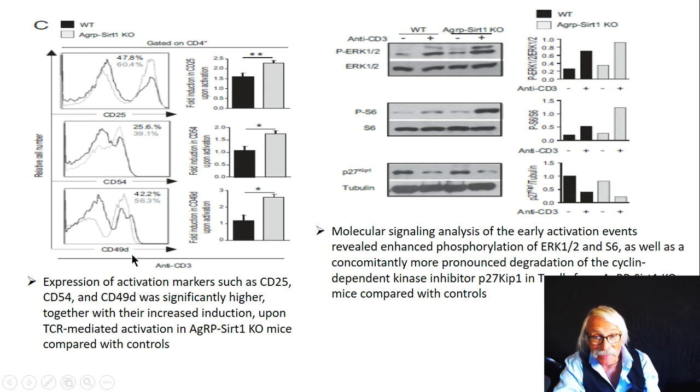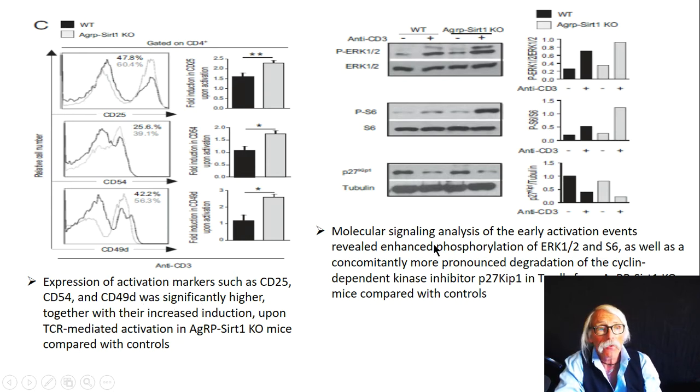Now, what does that say? That says the expression of activation markers such as CD25, 54, and 49D, those are expression markers or activation markers, was significantly higher, the expression, together with their increased induction upon TCR-mediated activation in the knockout mice. That's showing you the induction here, right? Okay, so that's interesting, right? That means that you're turning this system on. You're turning this system on to drive the activation markers for all those T cell subpopulations.